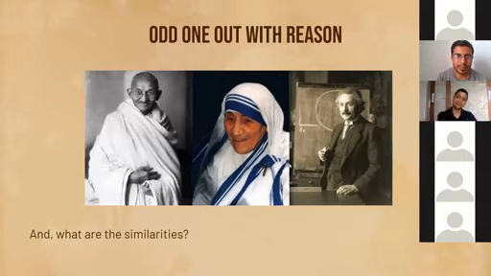So Vinita says Gandhi, because only Gandhi is an Indian. The rest of the two probably are Europeans or whatever. So we have Gandhi and Einstein as odd one out. Any reason for Mother Teresa? Gauri said only female, she's the only female among the three of them.